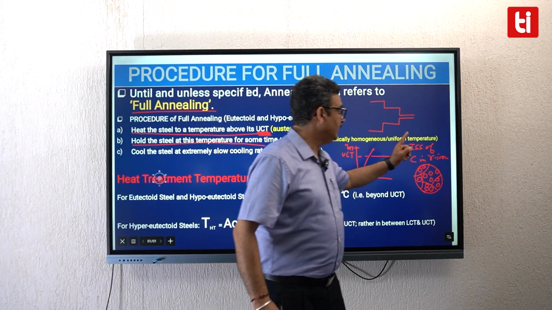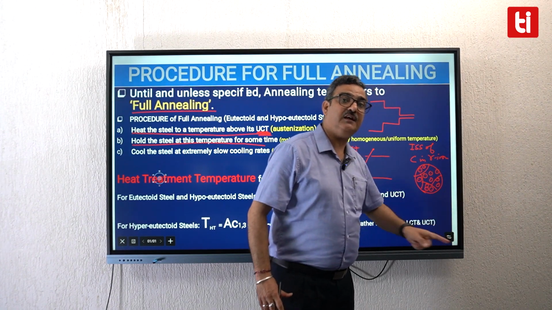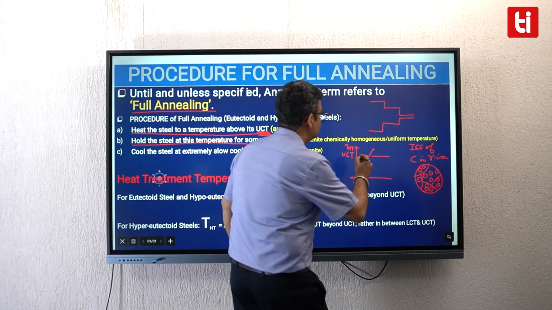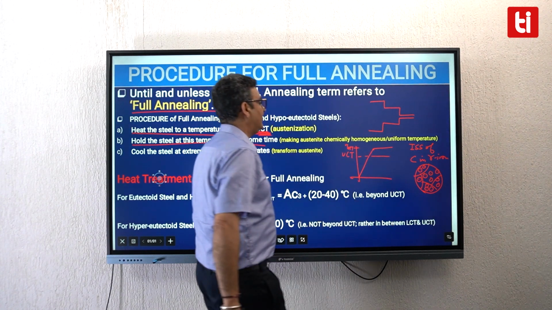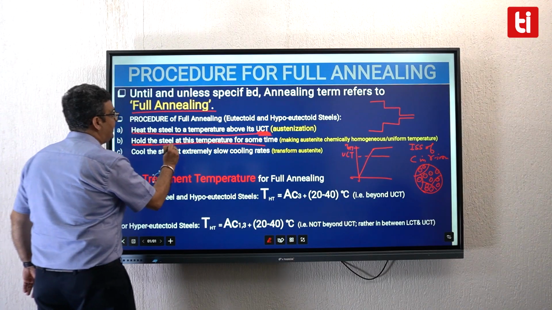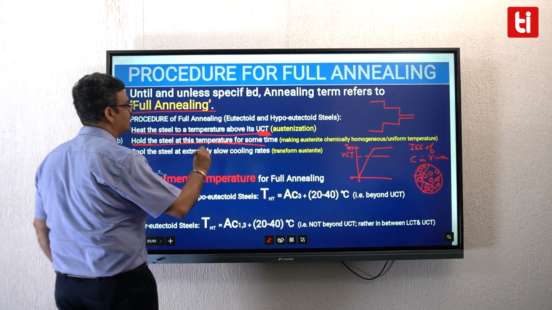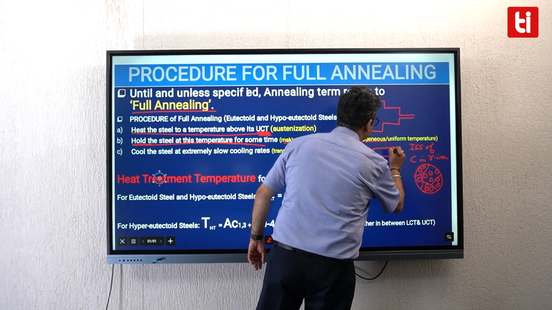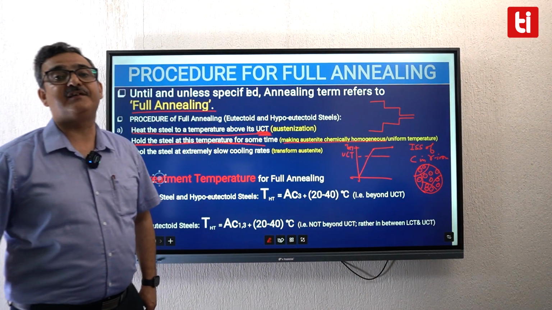ठीक कौन करेगा? डिफ्यूजन प्रोसेस. डिफ्यूजन को क्या चाहिए? हाई टेम्परेचर जो कि है, बट साथ में क्या चाहिए? टाइम चाहिए होने के लिए. सो वी विल प्रोवाइड सम सोकिंग at this heat treatment temperature. So holding the steel or soaking the steel at this heat treatment temperature for some period of time to make austenite chemically homogeneous is the second step in every heat treatment.